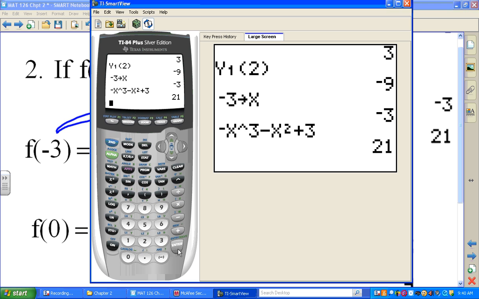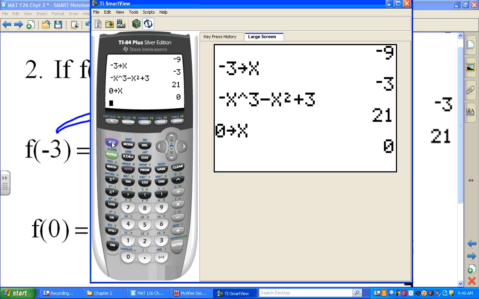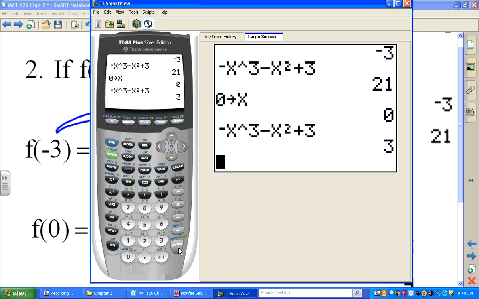Then change the -3 to 0. 0, store for x. Got it? Second and enter, and get your answer of 3. You can quick copy expressions, you can quick copy numbers, anything you want. Just scroll back, grab it, and put another number in.